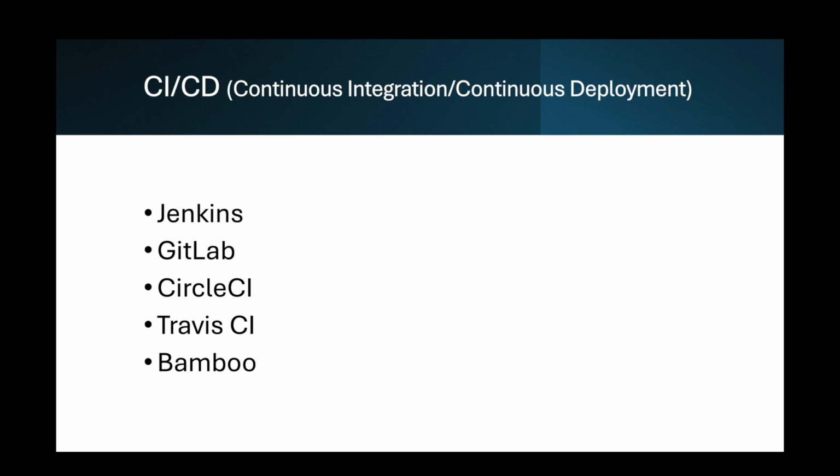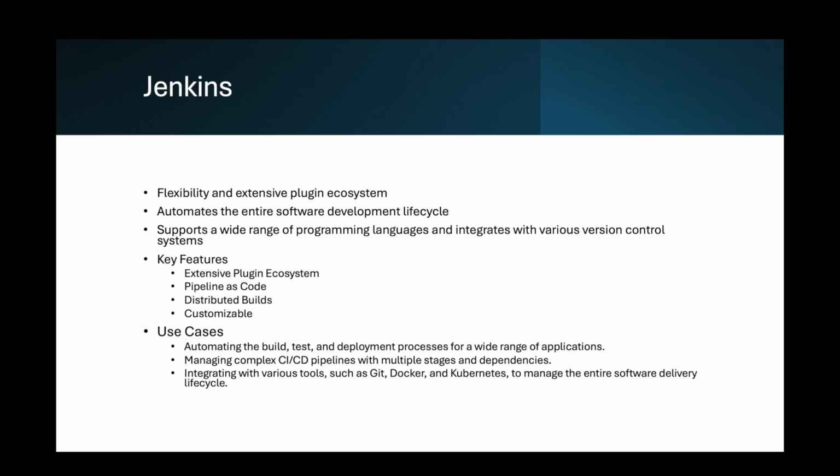Now, some of the key CI/CD tools that we're going to look at in this particular section include Jenkins, GitLab CI/CD, CircleCI, Travis CI, and Bamboo. Now, let's look at Jenkins. Jenkins is one of the most popular open source CI/CD tools, known for its flexibility and extensive plugin ecosystem. Jenkins automates the entire software development lifecycle from building and testing to deploying applications.